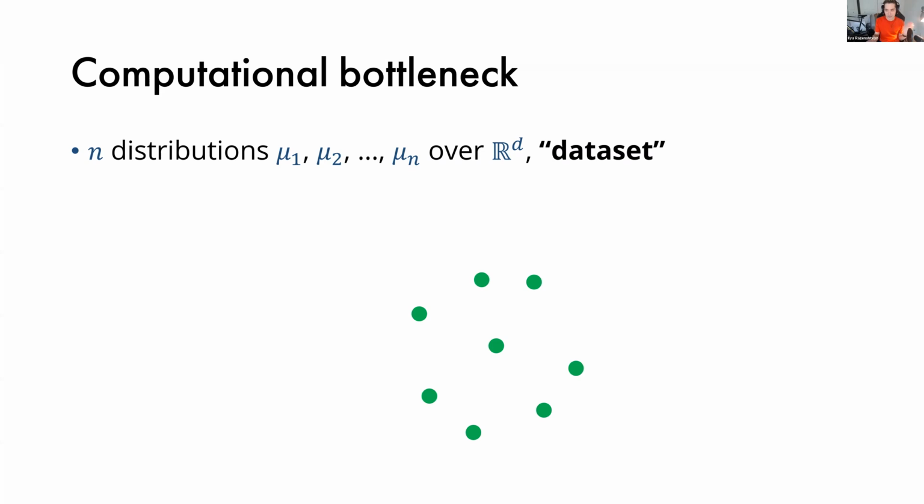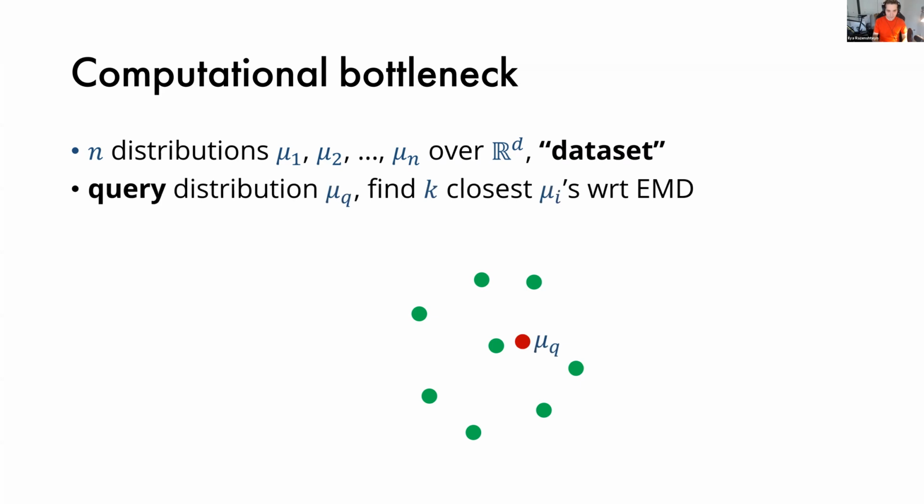Let me give you a quick reminder what this is. We have n distributions over d-dimensional space, and this is our data set. Then we have a query distribution, and we would like to find the k closest distributions with respect to Earth mover distance.